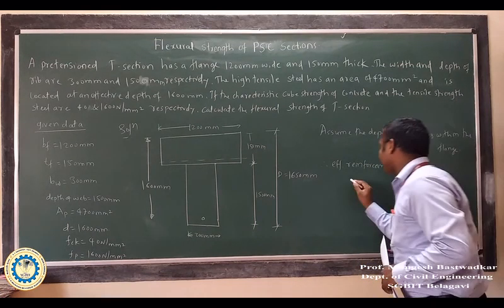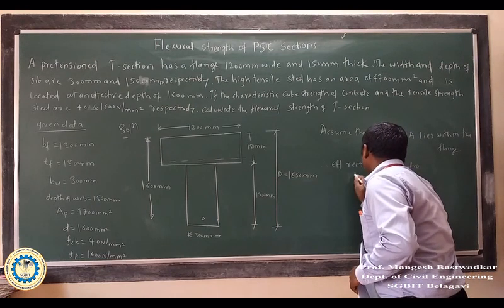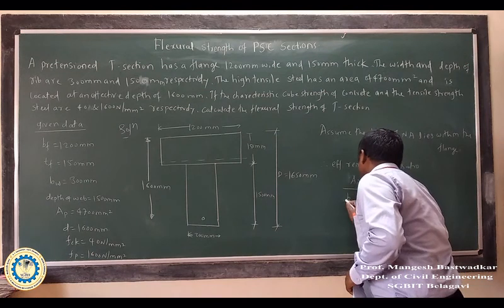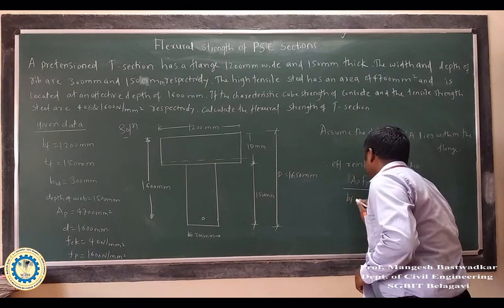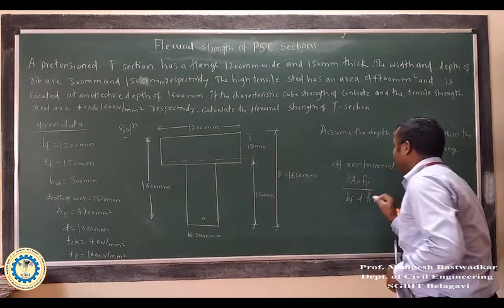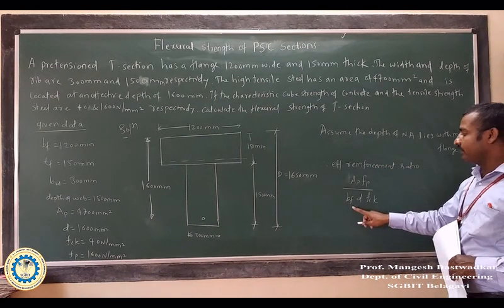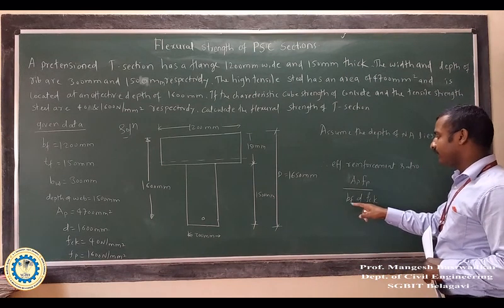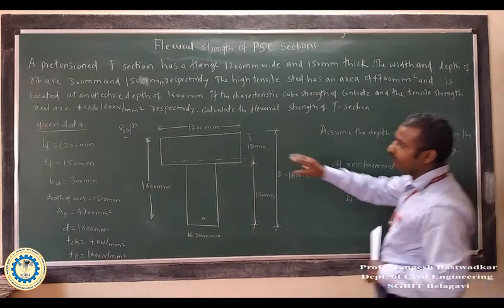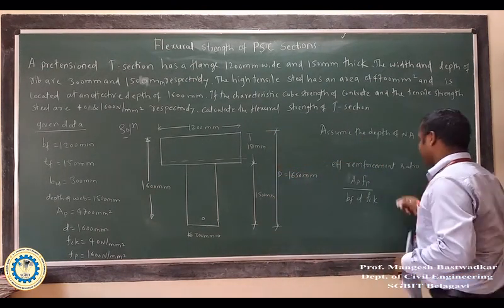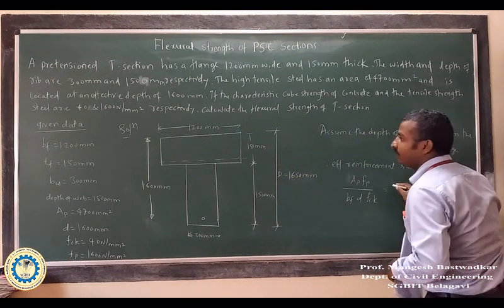So we know the formula: AP into FP divided by, instead of B we'll write BF into D into FCK. Why are we writing this here? Because we are assuming the depth of the neutral axis is within the flange. So we are considering this portion. So B will be 1200 mm for this. Okay, so we substitute the value.